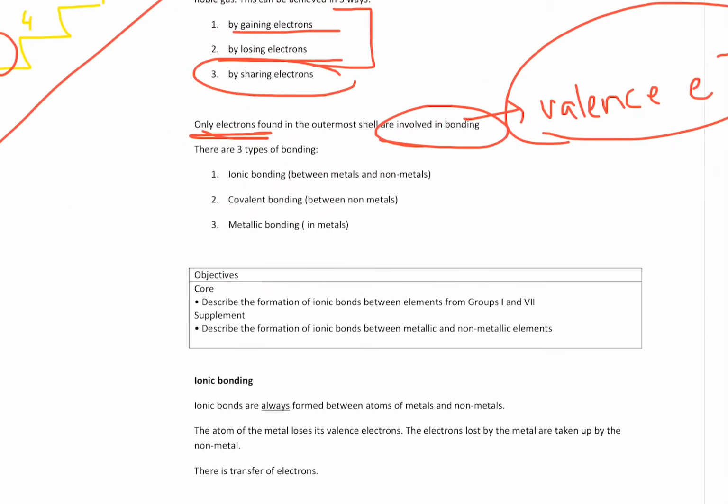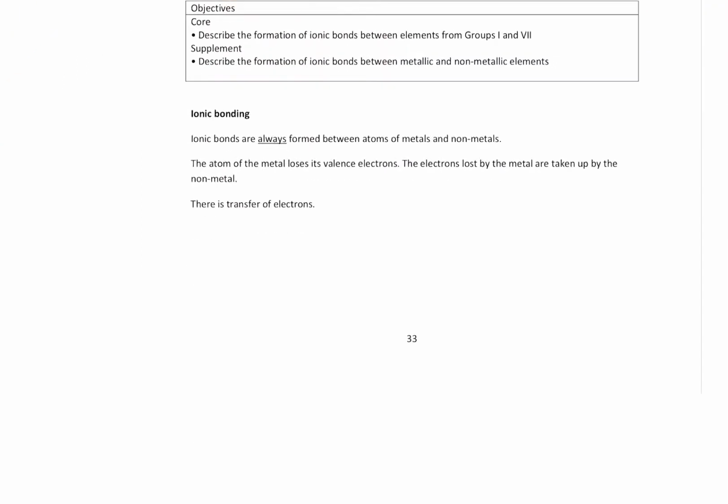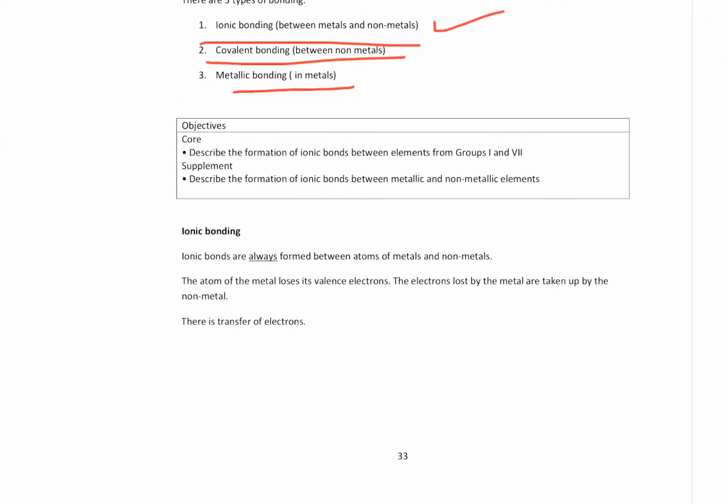Okay, now there are 3 types of bonding. Ionic bonding, this is where gaining and losing electrons will be involved. Covalent bonding, this is where sharing of electrons will be involved. And metallic bonding, here we're going to have just losing electrons. Okay, now for now we'll be concerned with ionic bonding.